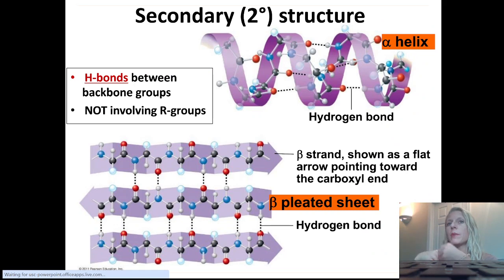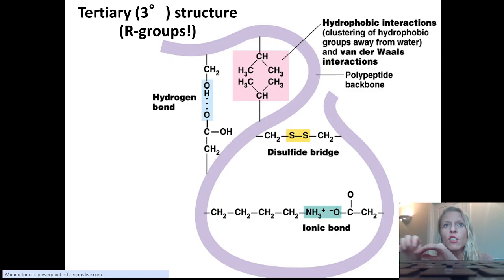Secondary structure is going to be either or both of alpha helices or these beta pleated sheets. There's going to be hydrogen bonding between the backbones, and we haven't involved these R groups yet. So now we've got our amino acid chains, now alpha helices, beta pleated sheets, or both. Then we have what are called hydrophobic interactions that take place in the tertiary structure.